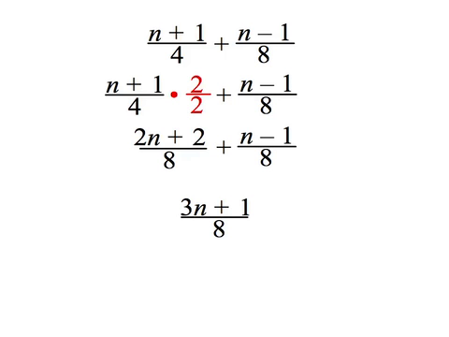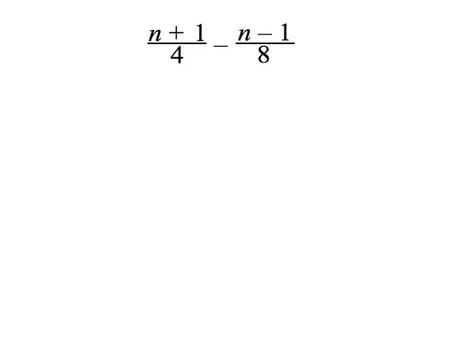The common denominator is 8. Cannot be simplified any more than it is. So there it is, 3n plus 1 in our numerator, 8 in our denominator. Now we're going to take those same two fractions and subtract them. Well, the common denominator part is the same.